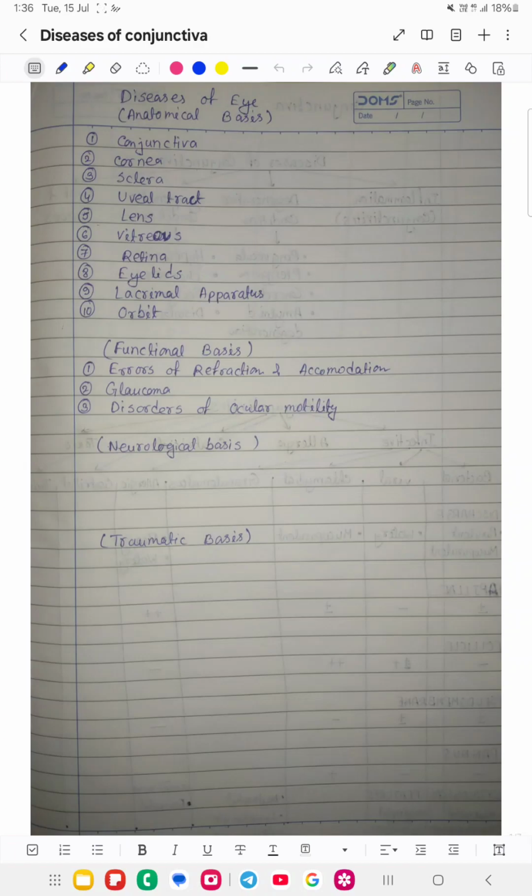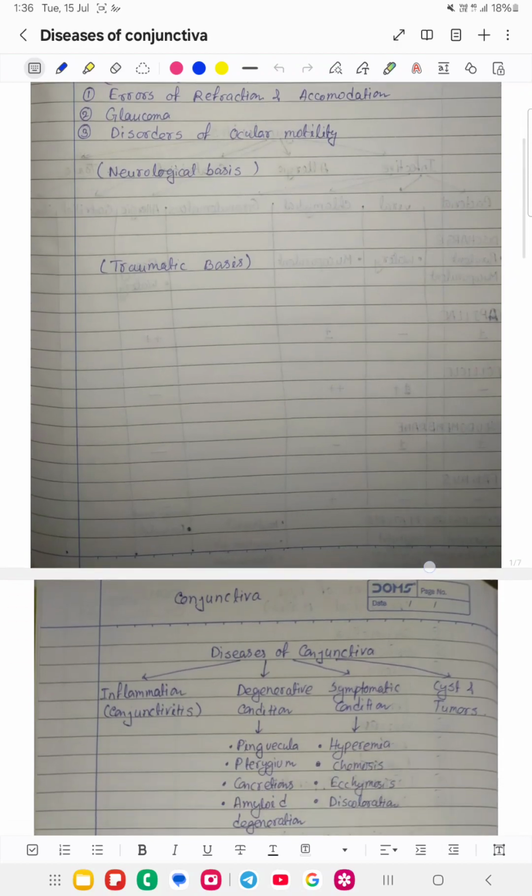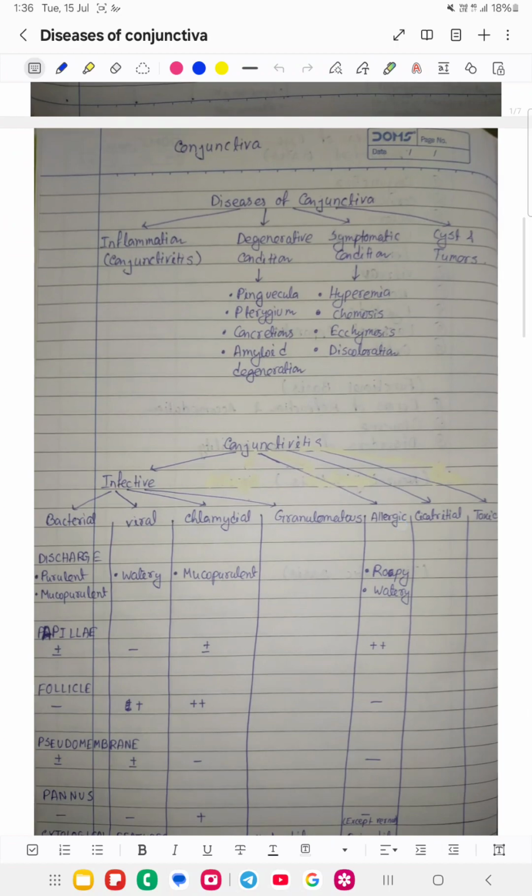Now, if we mention the functional basis, then it can be error of refraction and accommodation, glaucoma, disorders of ocular motility, and diseases can also be classified on a neurological basis or traumatic basis. Now, today we will focus mainly on conjunctiva.